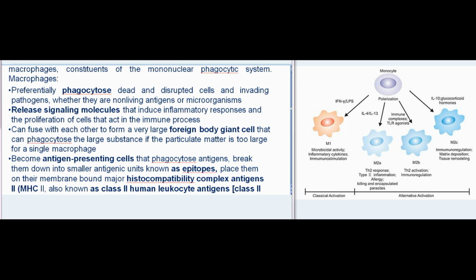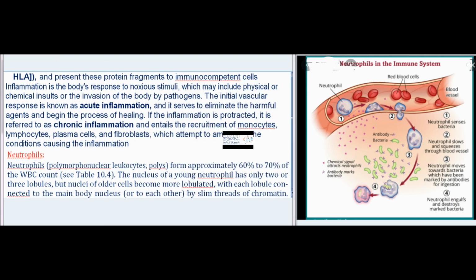They become antigen-presenting cells that phagocytose antigens, break them down into smaller antigenic units known as epitopes, place them on their membrane-bound major histocompatibility complex antigens 2, MHC2, also known as Class II human leukocyte antigens, Class II HLA, and present these protein fragments to immunocompetent cells.